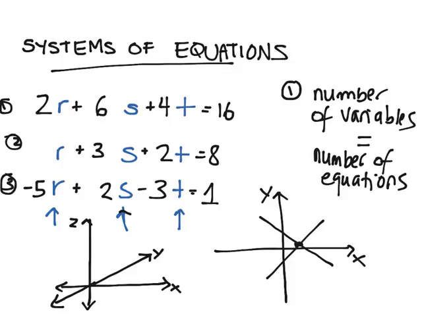So, when we're solving for systems of equations in three variables, what we're doing is we're graphing the lines that those equations represent in a 3D space, and we're looking to see for the point where those lines all intersect, if there is one. Since there are three lines here, there are several cases possible.